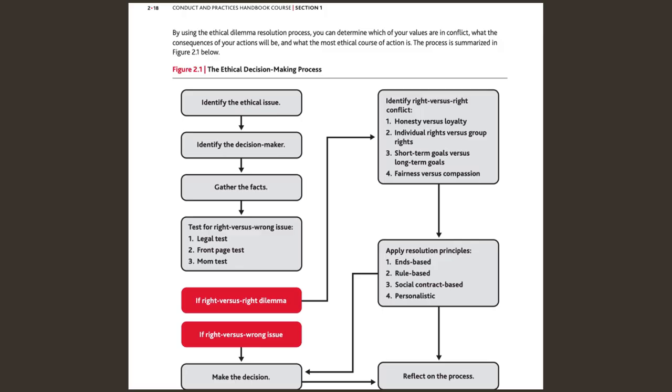This is an image of the ethical decision making process from the textbook.